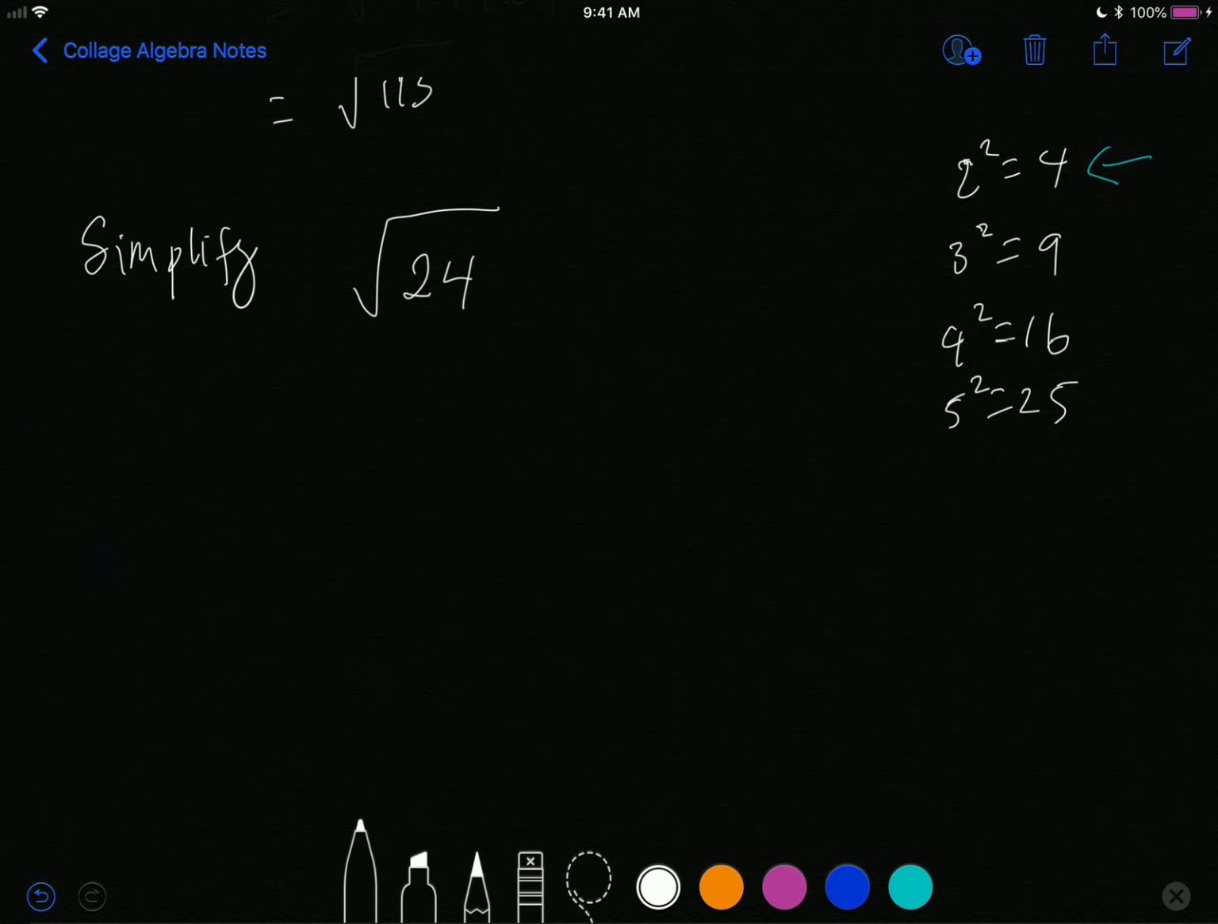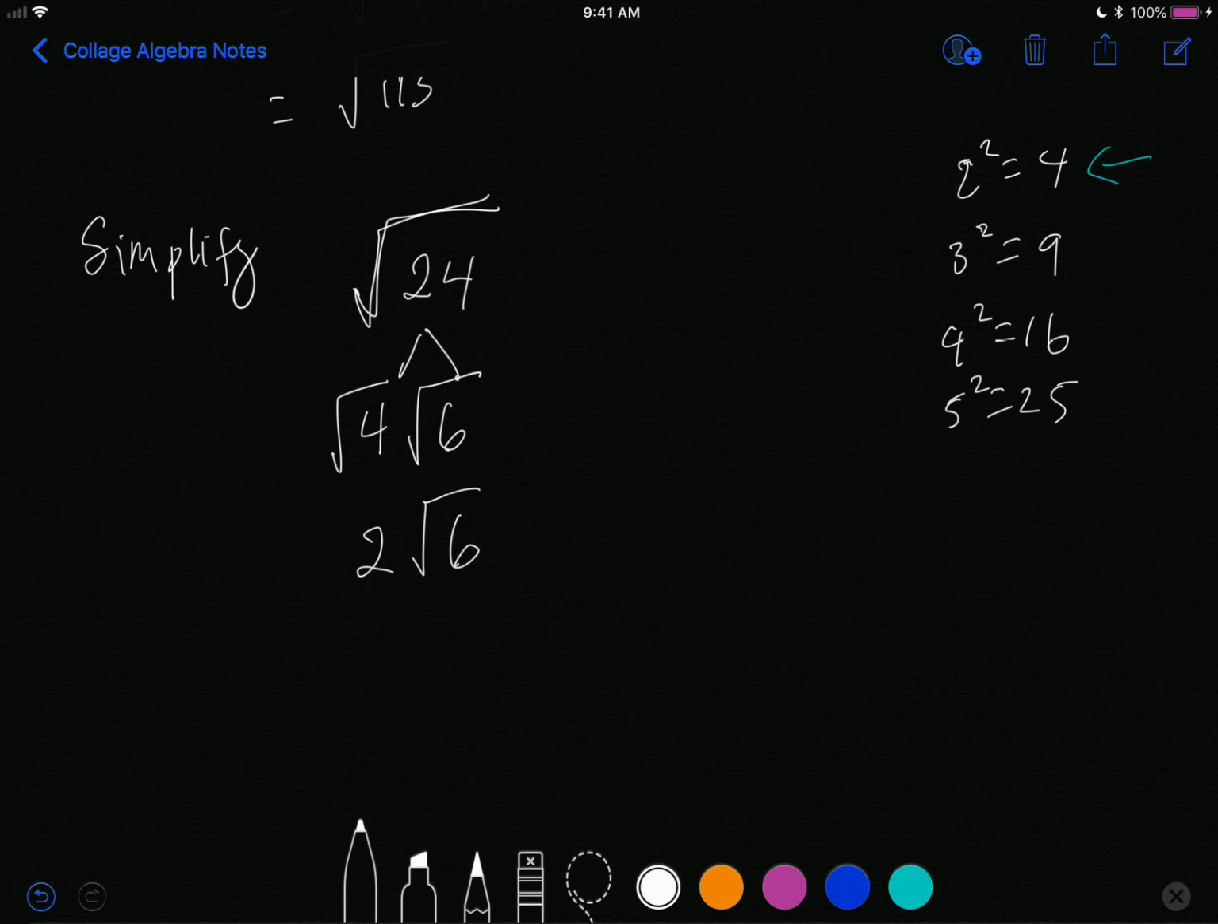And so what I do is I rewrite it. Well, what two numbers multiply to give me 24? The two numbers are 4 and 6, because 4 divided into 24 is 6. 6 times 4 is 24. Again, I'm choosing 4 because 4 is a number that's a perfect square. And so since I'm taking the square root of 24, I take the square root of each piece. The square root of 4 is 2, and I cannot take the square root of 6. So the square root of 24 simplifies into 2 root 6.